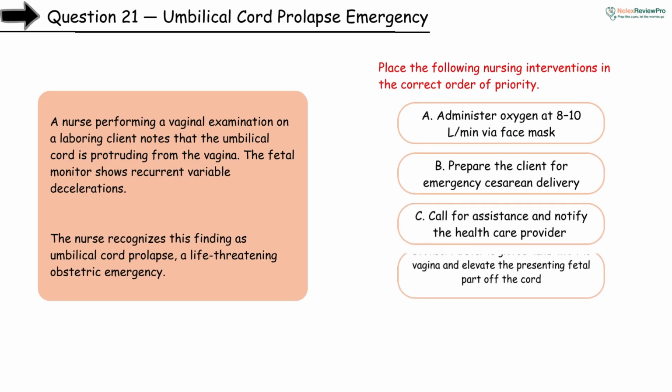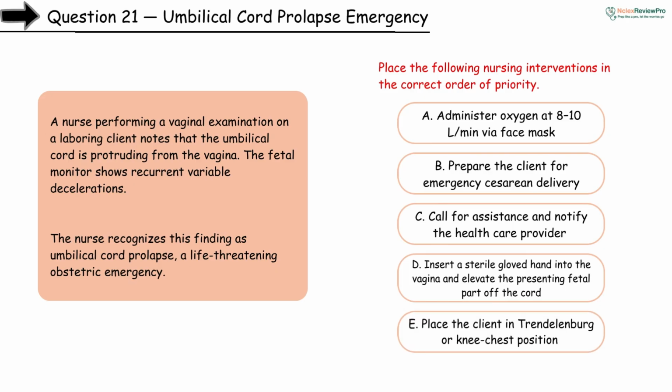Let's look at the interventions. Administer oxygen at 8 to 10 liters per minute via face mask. Prepare the client for emergency cesarean delivery. Call for assistance and notify the healthcare provider. Insert a sterile, gloved hand and elevate the presenting fetal part. Place the client in Trendelenburg or knee-chest position. Take a moment and think about your answer. This is a high-stakes prioritization question.